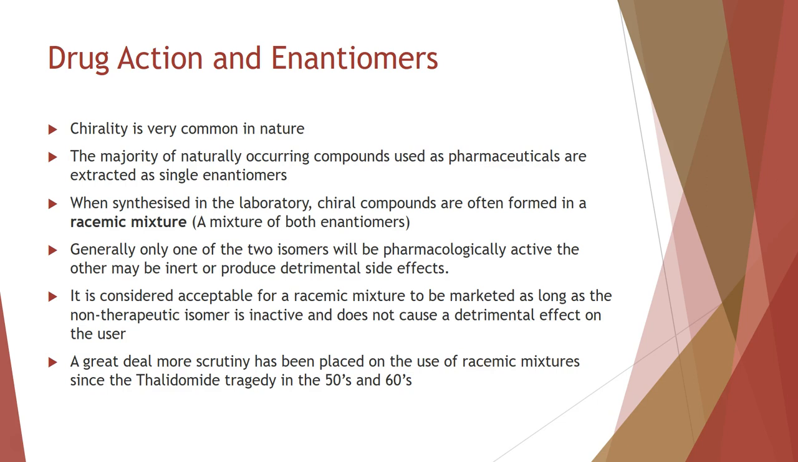So the majority of naturally occurring compounds used as drugs or pharmaceuticals are extracted as single enantiomers. So we don't tend to use pharmaceutical products which are a mixture of enantiomers. We tend to use a single enantiomer. When we synthesize these in the lab, chiral compounds are generally formed as a racemic mixture, because in a reaction flask, we don't have the ability to control the 3 dimensional environment anywhere near as easily or as well as what an enzyme does.